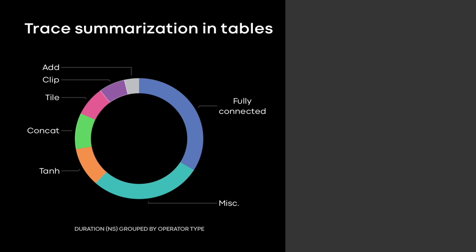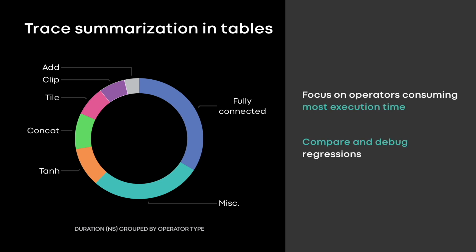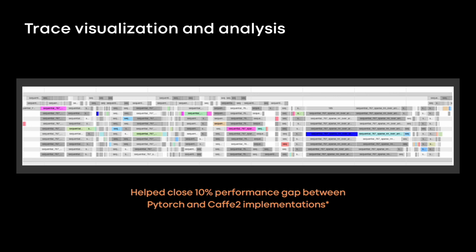This is a very popular trace summary view where you look at the amount of time spent by different AI operations on the accelerator. For instance, this could help you figure out which operation to focus on to optimize and reduce the execution time. We can also use these breakdowns to debug performance regressions between different versions of the model, for instance.